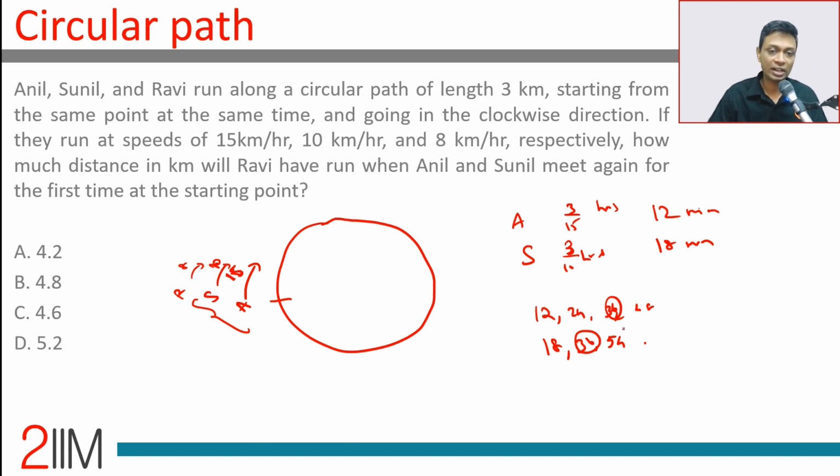So how much does Ravi run in 36 minutes? Ravi runs at a speed of 8 kilometers per hour. 8 kilometers per hour into 36 by 60 hours. 36 by 60 is 3 by 5. 8 by 5 is 1.6, into 3 is 4.8 kilometers. Very routine, simple question. Should be knocking this off.